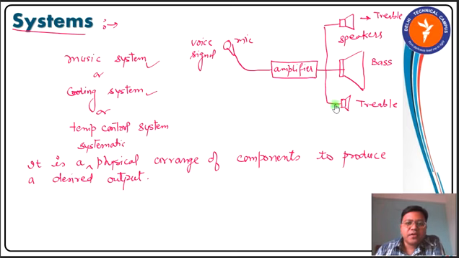So what is happening here? We have designed a systematic arrangement of some components like mic, amplifier and speakers to give us the best signal at the output. So this was the definition, that it is a systematic physical arrangement of components to produce a desired output. So whenever there is a systematic arrangement of physical components, we call everything a system.